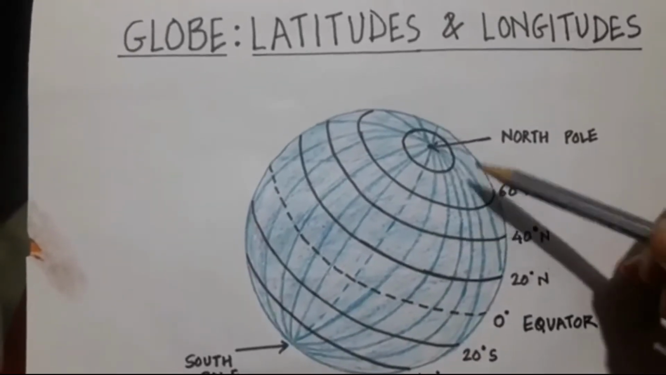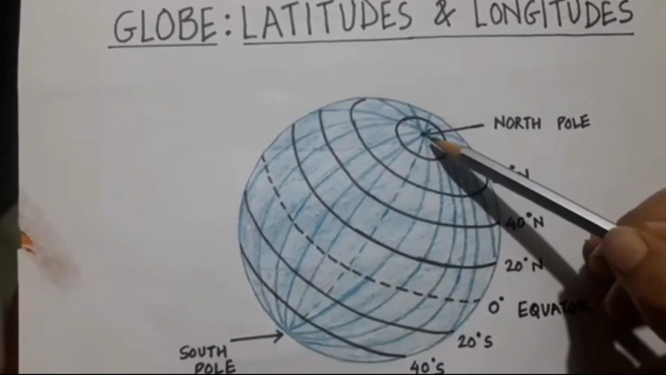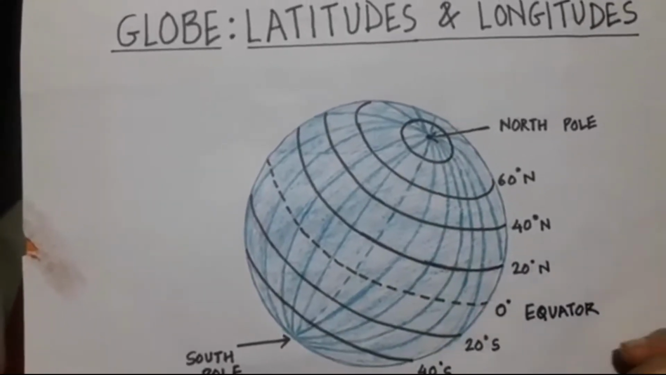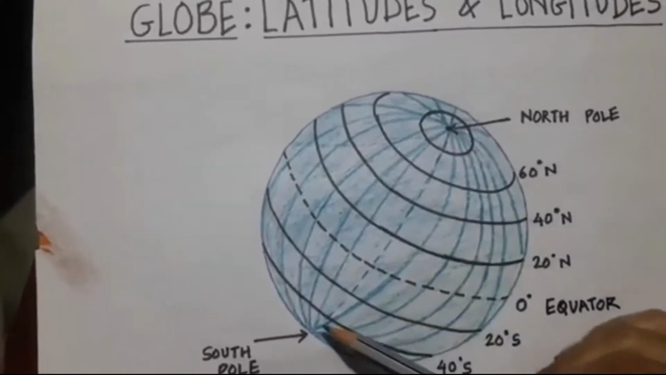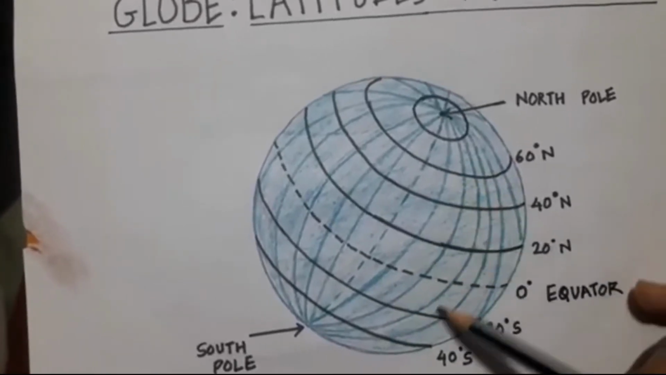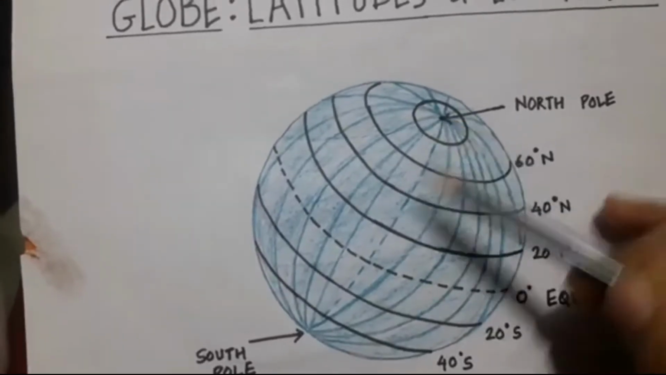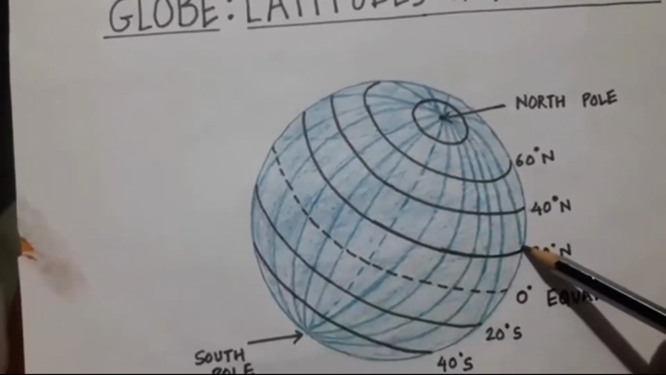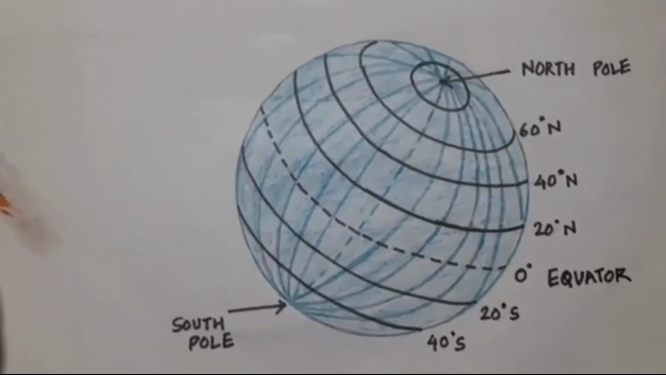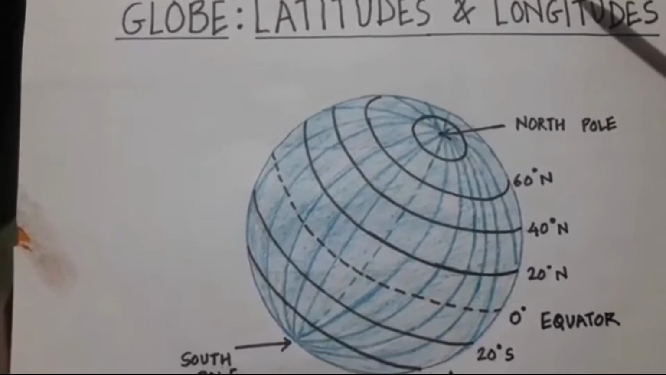The Earth has two poles. The northernmost point is the North Pole and the southernmost point is the South Pole. Now if you look at this picture carefully, you will see several lines that run from north to south and east to west. Are these lines really found on the Earth? You must be wondering. No, these are imaginary lines.